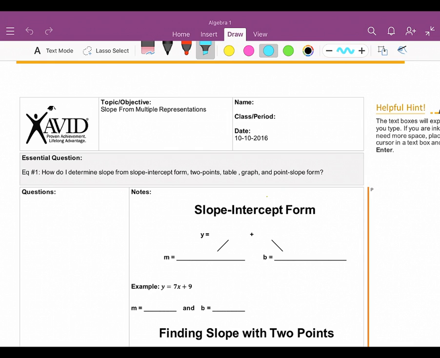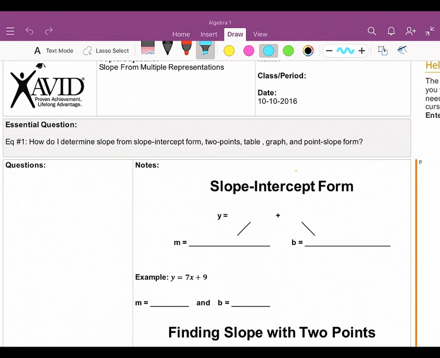Today we're going to talk about slope. Slope is the first lesson of Unit 3, and we're going to talk about how to find slope in different representations, okay? So the essential question is, how do I determine slope from the slope-intercept form, 2 points, a table, a graph, and point-slope form. So 5 different ways there, alright?